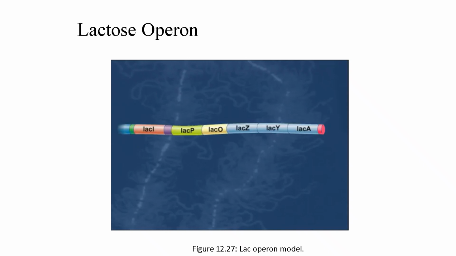3 genes clustered together on the chromosome are required for the bacterium to utilize lactose. These were determined to be the lacZ gene that codes for the enzyme beta-galactosidase, the lacY gene that codes for a lactose permease, and the lacA gene that codes for the enzyme galactoside transacetylase.